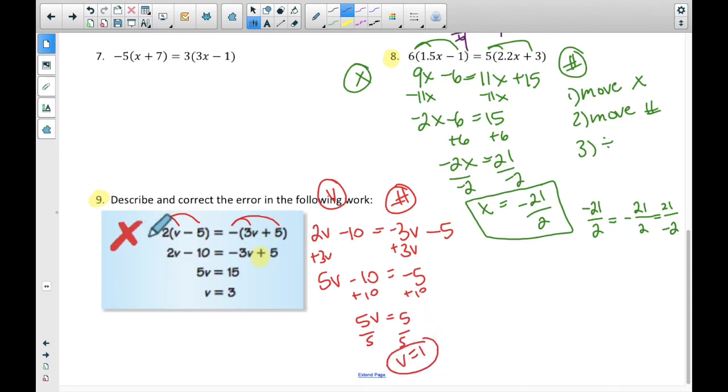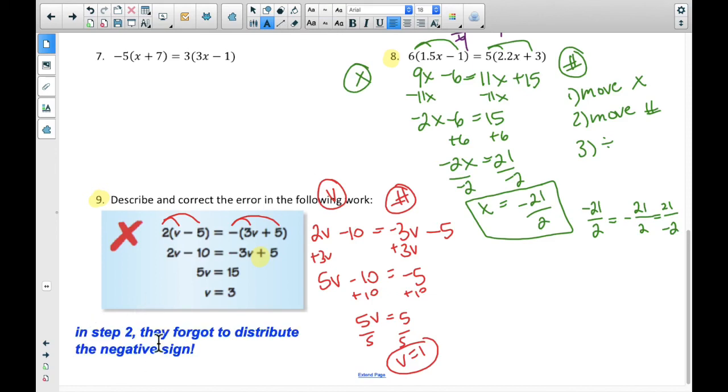So now they had asked me to describe it. So I'm going to take a second to describe it. I'm going to type it because my handwriting on this board is not always so great. Okay, so here I wrote it down here. I say in step 2, they forgot to distribute the negative sign. So here I fixed it, and here I described it, and so I'm done.